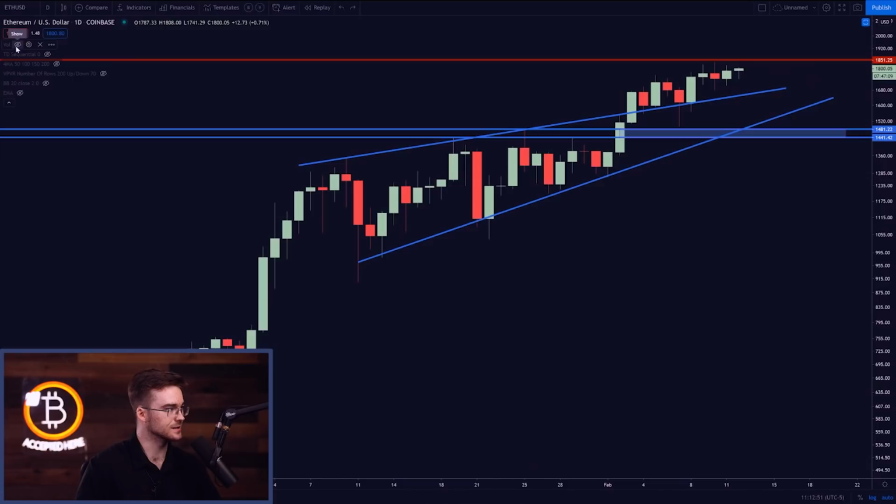Now we have some things floating around in our head. We know that RSI is saying, okay, it's bullish, it has more room to run, and MACD is saying, yes, it's bullish, but it's losing momentum. Now what we want to do is run through all of our technical indicators and see if anything jumps out to us. The very first thing we're going to start with is volume.